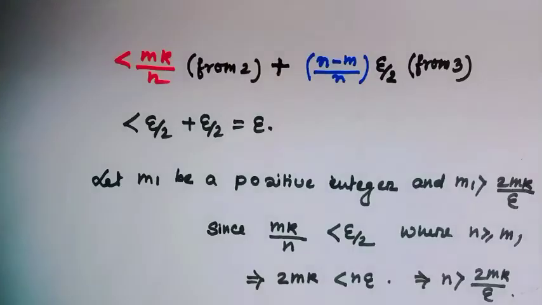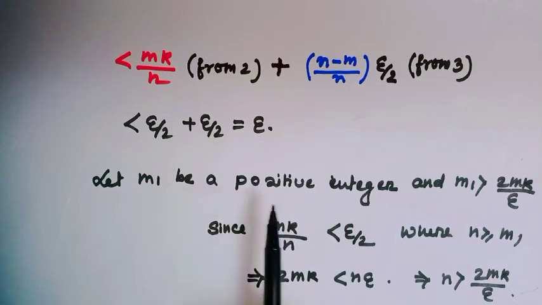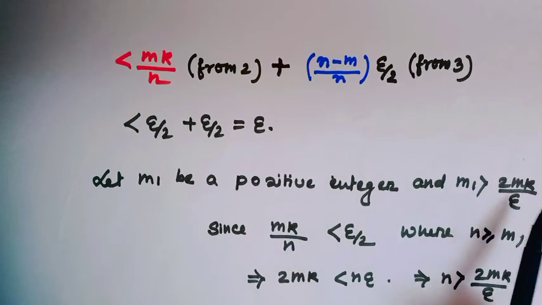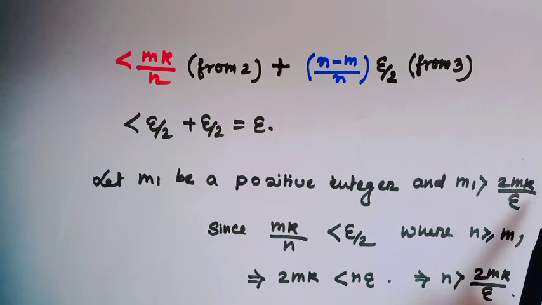Okay. Now let's see the nature of n. Notice, let m1 be a positive integer and m1 greater than 2mk over epsilon. How is this possible?